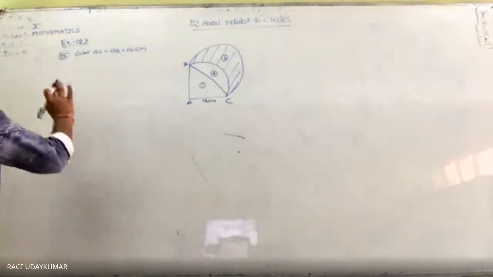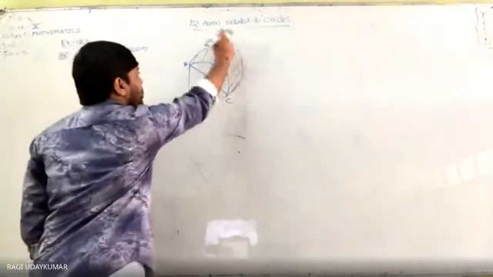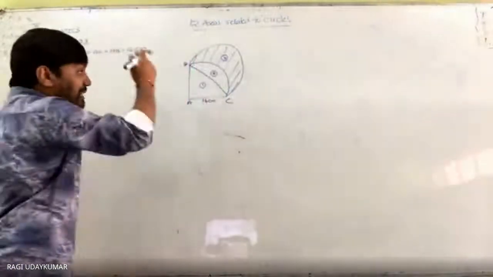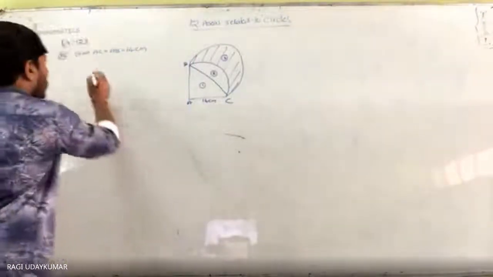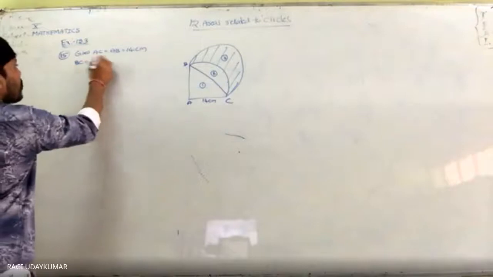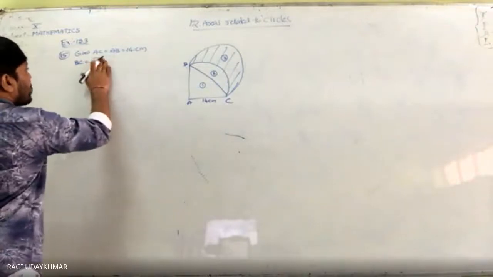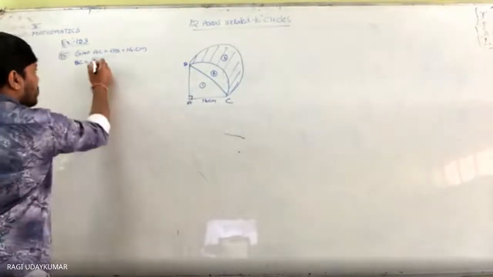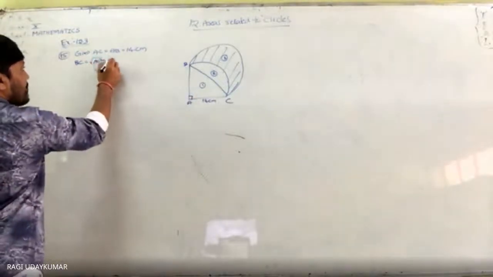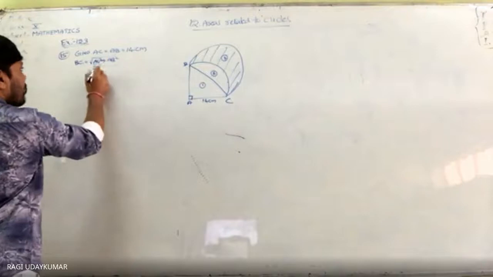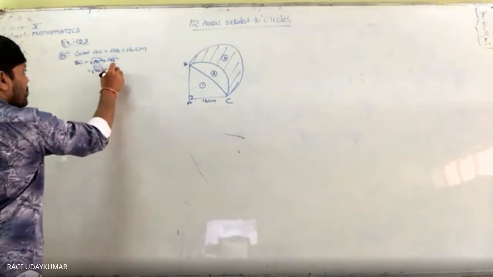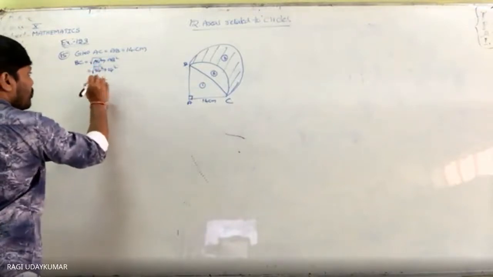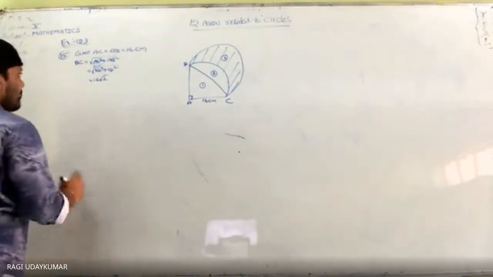Now first thing is the area of the quadrant. To find this we need the length of BC. So BC is equal to the square root of AC square plus AB square, since this is a right-angled triangle. Which is equal to the square root of 14 square plus 14 square. So you are going to get BC length as 14 root 2.